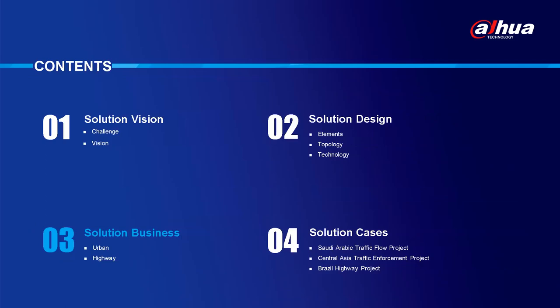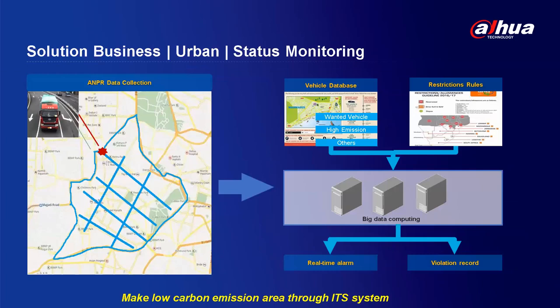Then we look at the solution businesses. Where can we apply this? We have in the urban area, we check the status for NPR. We capture NPR data information. We compare it with what we have in the vehicle database. So if it's a wanted vehicle, if a vehicle has high emission and all others, we can trigger a real-time alarm or violation. We can search. Then if you have restriction rules, we can also check if the vehicles are violating or not, then we generate the violation records.